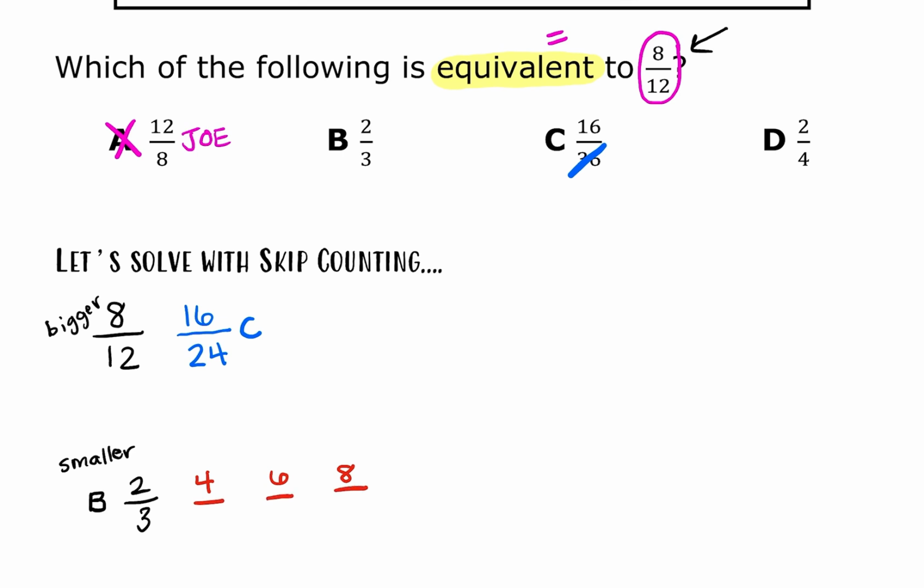Okay, we're making equivalent fractions. Okay, so again, I want the 8 because that's what's on top. Hopefully this will give me a 12 on the bottom. So now we're skip counting by 3s. So 3, 6, 9, 12. So do we have a match? Yes, we do. So the equivalent answer would be B, because when I skip count 2/3, it eventually will get me to 8 twelfths. So those 2 fractions are equivalent, okay?